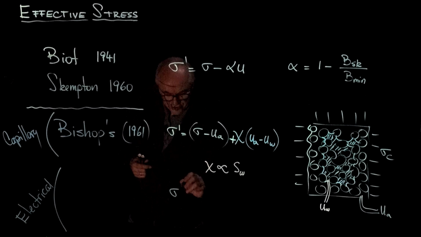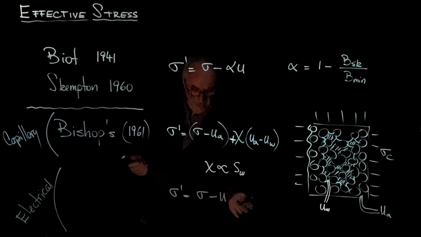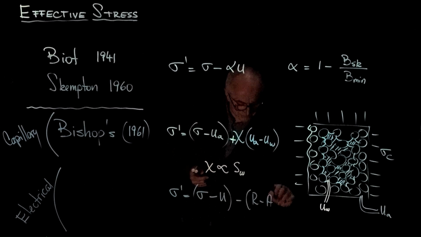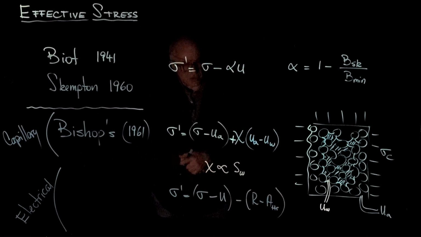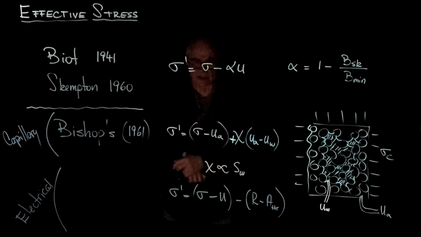And so there are several alternative forms of this equation. For example, we could say that sigma effective is equal to sigma minus u, Terzaghi, minus repulsion minus attraction. And so we take into consideration the double layer repulsion and the van der Waals attraction.